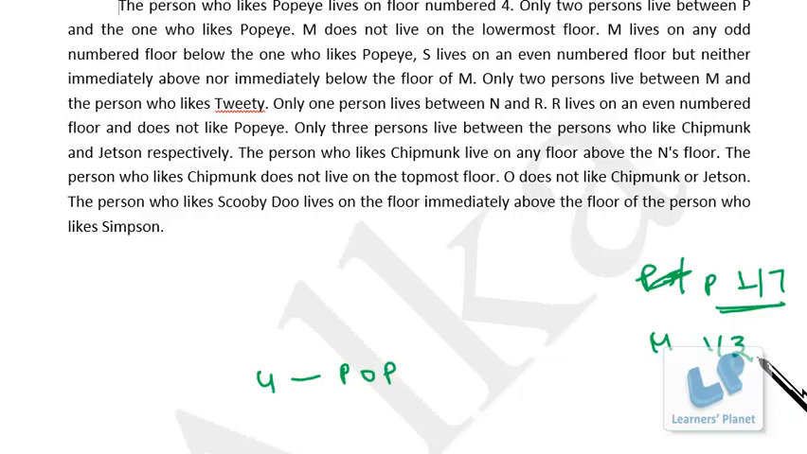Only 2 persons live between M and the person who likes Tweety. So if M is on the first floor, then 2 persons live between M and Tweety. So 1, 2, 3. In that case, 4 is Popeye. So this combination may not work. So we have to assume that M is living on floor 3. And 2 persons between M and Tweety. 1, 2 and this. So this is Tweety.